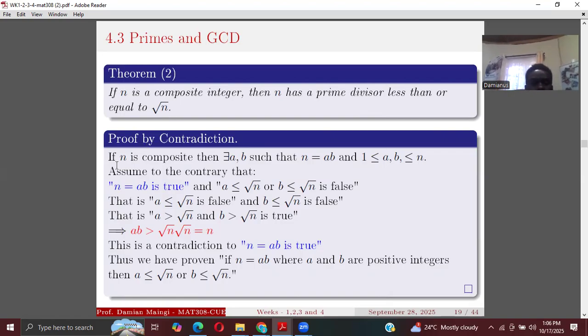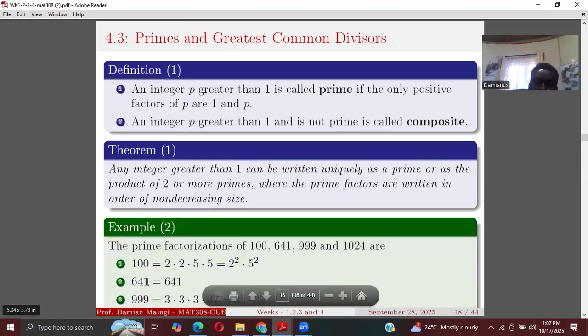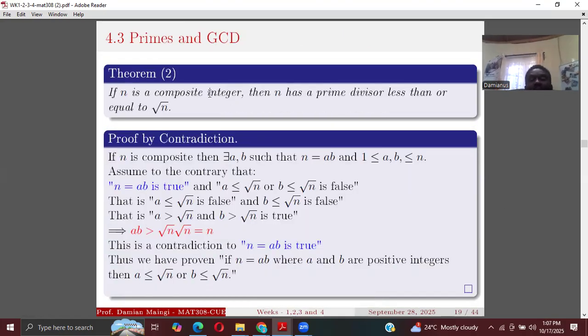So here, I don't know if you remember, when you say a composite, it's numbers that are something like 4, 6, 12, and so on like that. Okay, 100 is not prime, you can see, whereas 641 is prime. 999 is not prime, it is composite. So what we're saying is that if n is a composite integer, then n has a prime factor less than or equal to the square root of n.